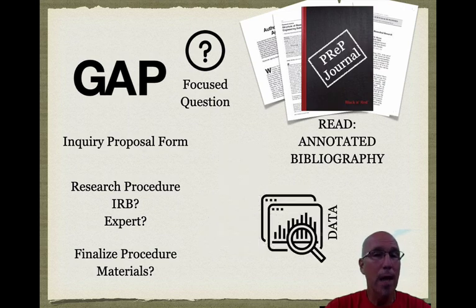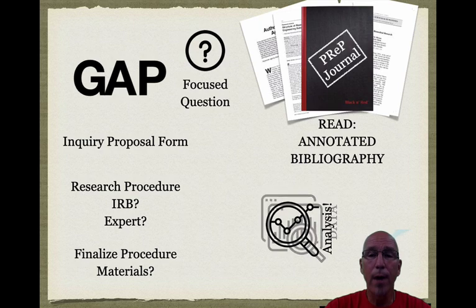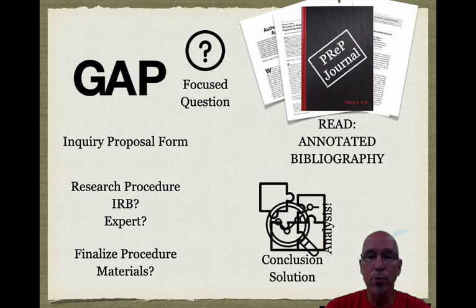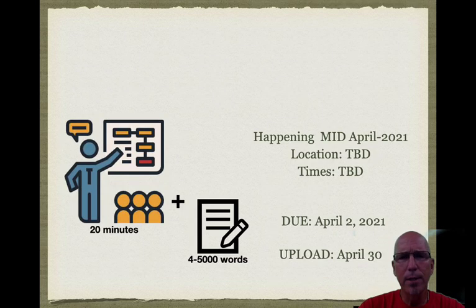Then you're going to get some data, right? What are you going to do with that? Well, then we're going to do some analysis, make some graphs, look for some patterns and trends, and then maybe come up with a conclusion or a solution to that. So what is that all going to lead into? That's going to lead into a paper that's 4,000 to 5,000 words, 4,000 to 5,000 words, not 4 to 5,000 words. That needs to be done by the beginning of April, because it's going to upload at the end of April.